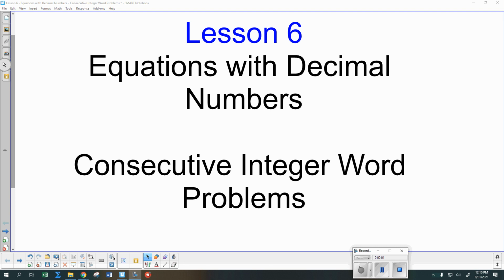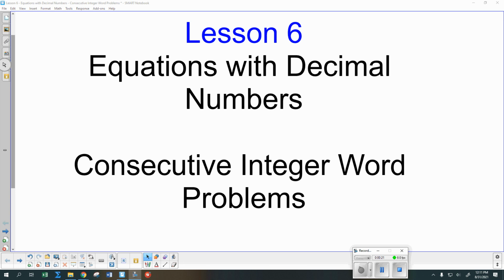So in lesson 6, we're going to talk about solving equations that have decimals in them. And we're going to talk about word problems that we set up and get decimals in those equations. And we're also going to talk about the consecutive integer word problems.